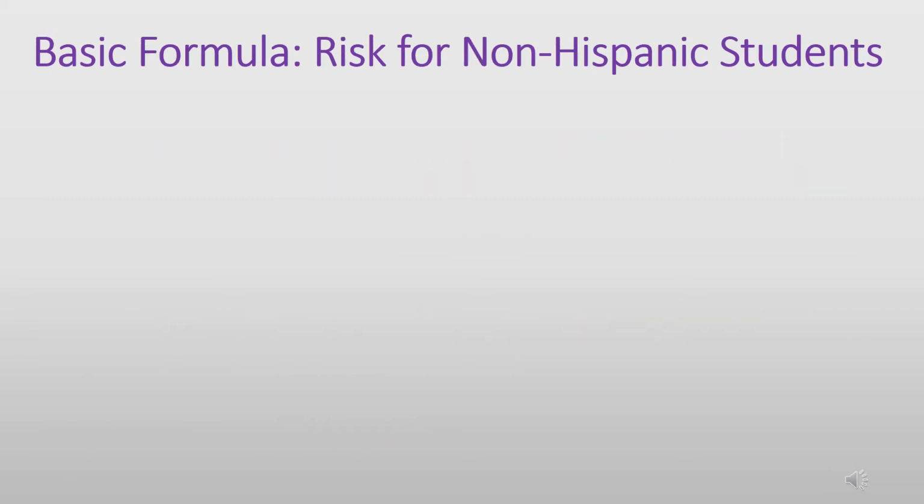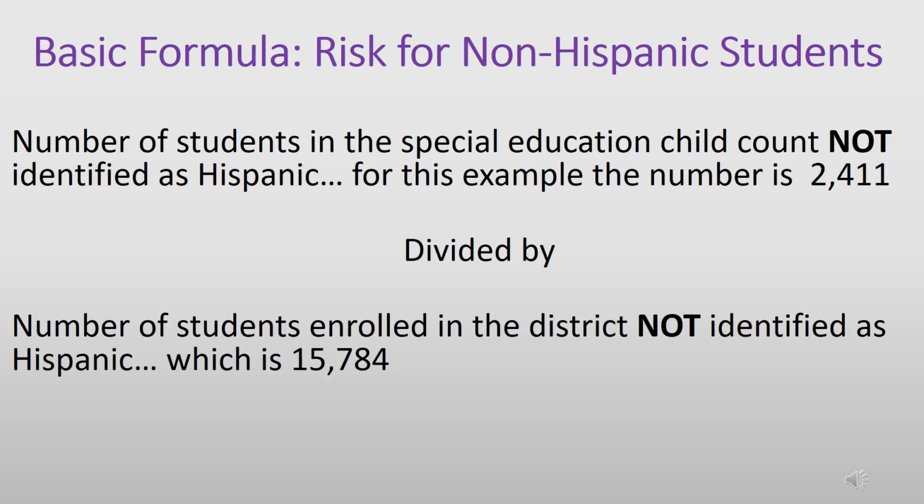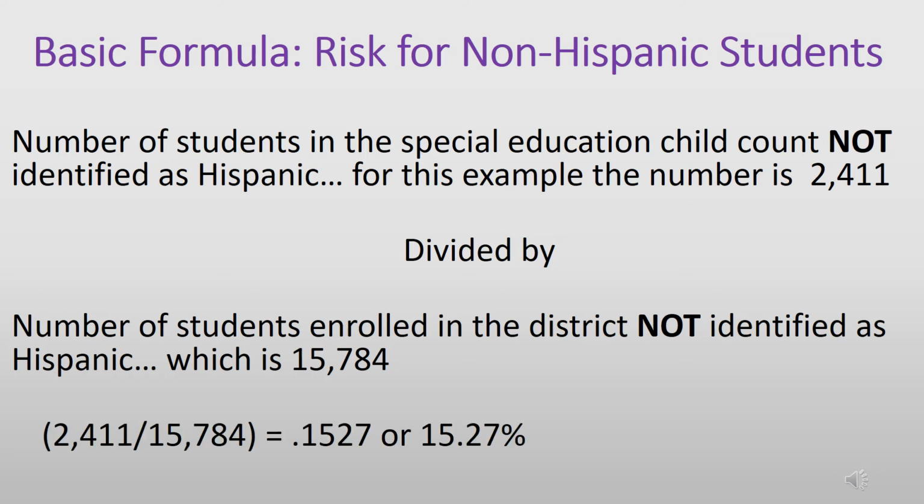Now let's look at the basic formula on risk for non-Hispanic students. The number of students in the special education child count not identified as Hispanic. For this example, the number is 2,411, divided by the number of students enrolled in the district not identified as Hispanic, which is 15,784. 2,411 divided by 15,784 equals 0.1527, or 15.27%. This means that students not identified as Hispanic have a 15.27% risk of being placed into special education.